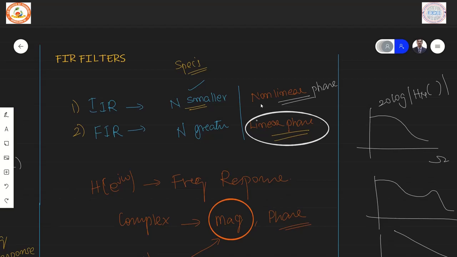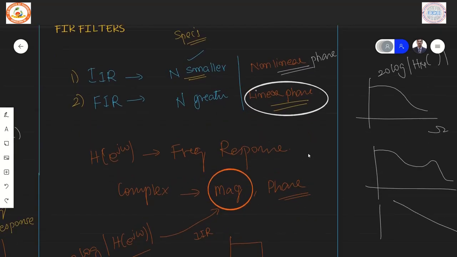The IIR exhibits something which is called nonlinear phase. That means that the magnitude part of the frequency response is reproduced faithfully, but the phase is not exactly reproduced. Now, in applications which are sensitive to the phase, where the phase should be kept intact, then we should go with FIR. So FIR is characterized by what is called linear phase, whereas IIR has non-linear phase.